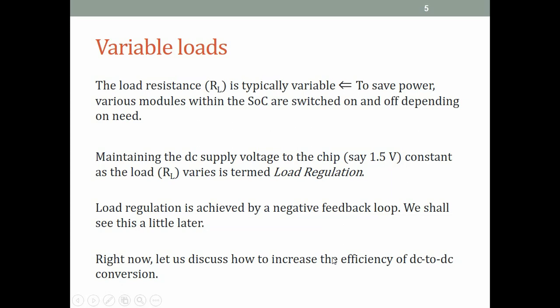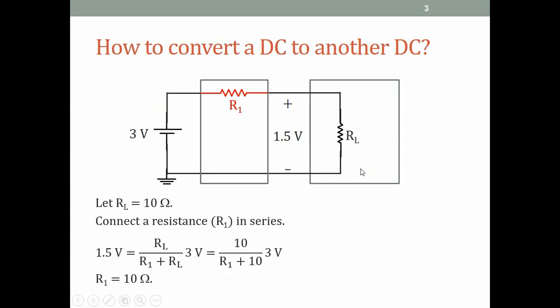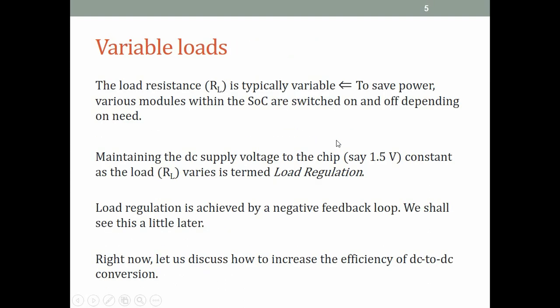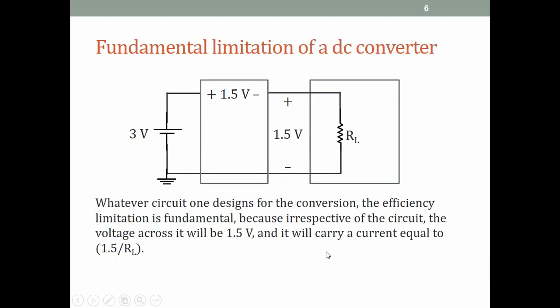Right now we'll focus on increasing the efficiency of the DC to DC conversion. So let us go back here. If RL varies, and R1 is a constant, then this 1.5 volt will also vary, so we'll put a negative feedback loop to control this voltage, to maintain this voltage constant as RL varies. And as I said, we'll come back to this after a while. Let us now discuss how to increase the efficiency of this DC to DC conversion.